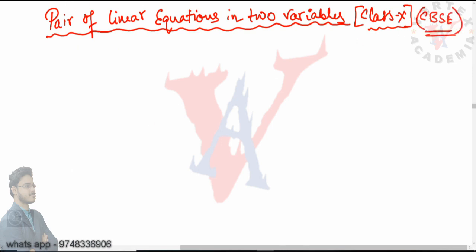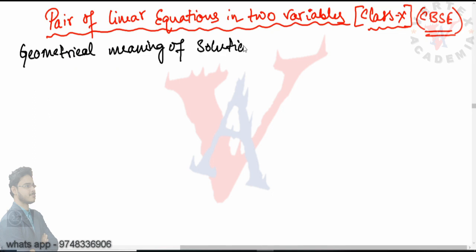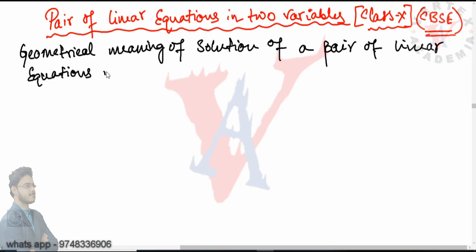So today we will be mainly discussing the geometrical meaning of a solution of a pair of linear equations in two variables.